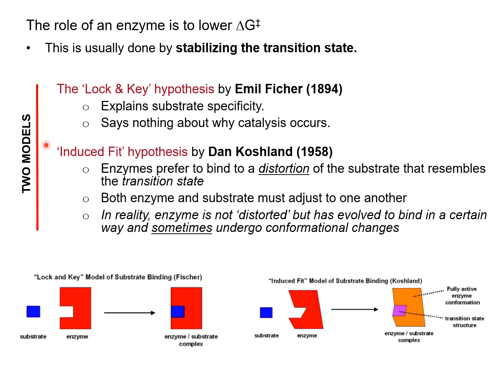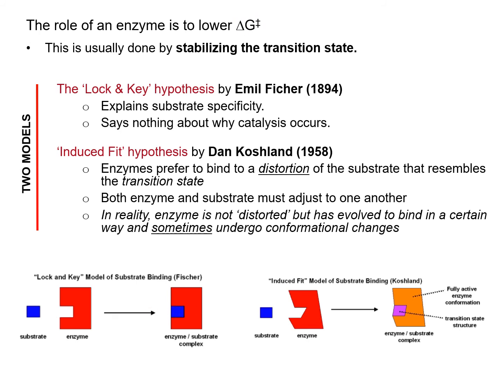And there are two models that have been proposed to explain how these enzymes work. The first one is the lock and key hypothesis that was proposed by Emil Fischer in 1894, and it explains well the substrate specificity, where each of them works as lock and key, literally. But it says nothing about why catalysis occurs, because it's all about lowering the energy of activation, but it can't really explain anything about that.